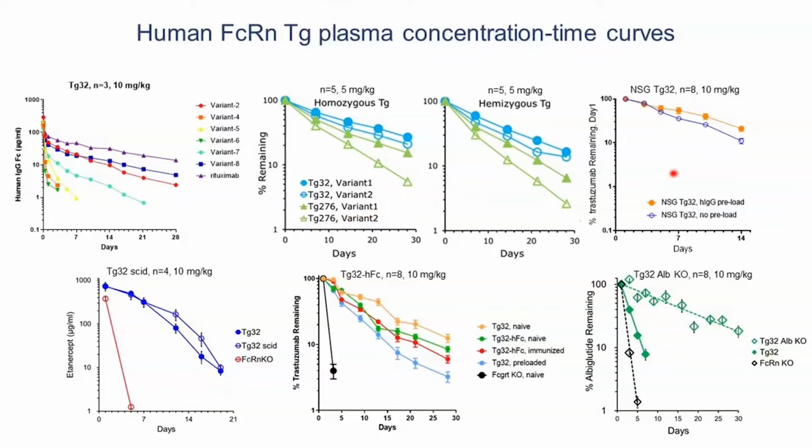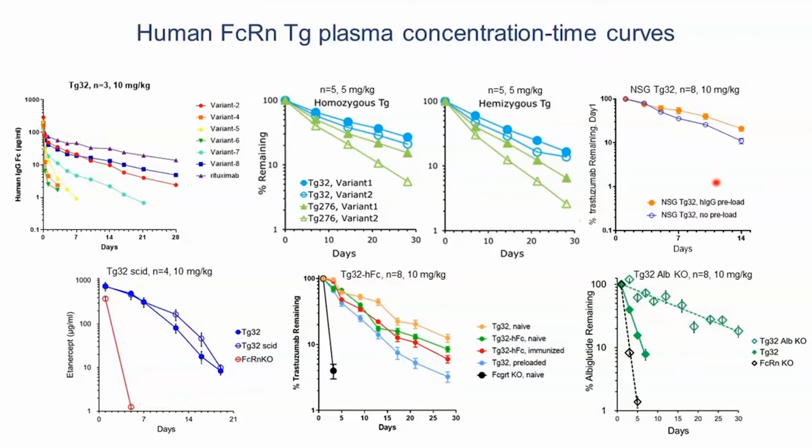To the right of this is the NSG TG32 data. In the NSG mouse, there's an Fc gamma receptor that's a unique allele, so it binds human Ig to high affinity. And what that does is it's an antibody sink, but it has limited capacity.